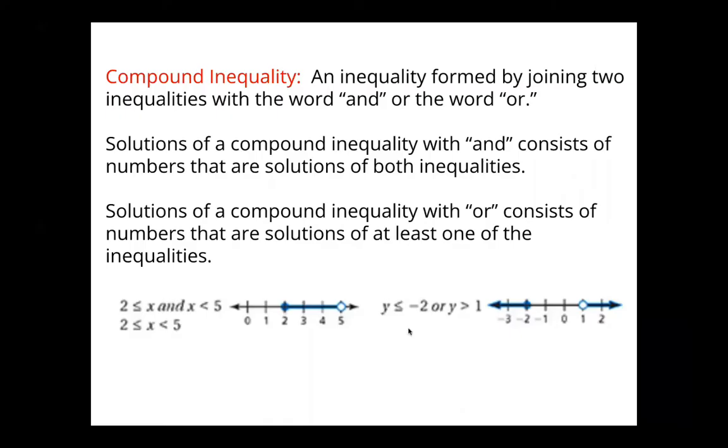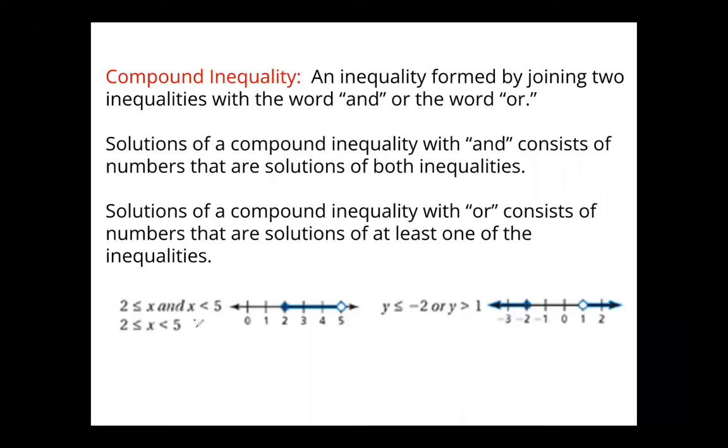Let's first take a look at the definition of a compound inequality. A compound inequality is an inequality that is formed by joining two inequalities with either the word and or the word or. Everything we've learned previously about inequalities still applies here, except now we're joining two separate inequalities into one. Let's take a look at these two examples down here.